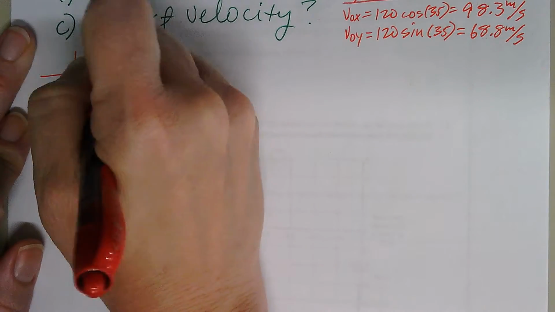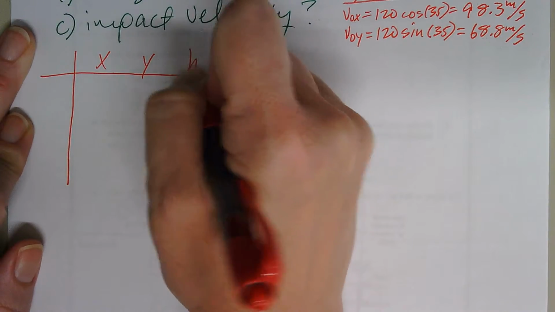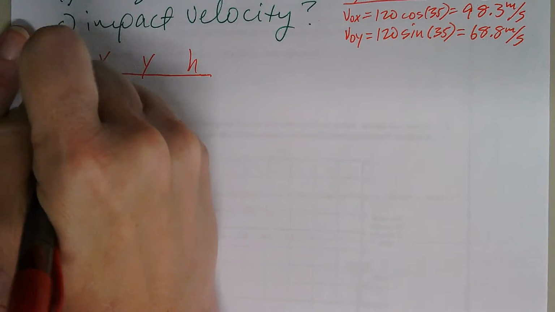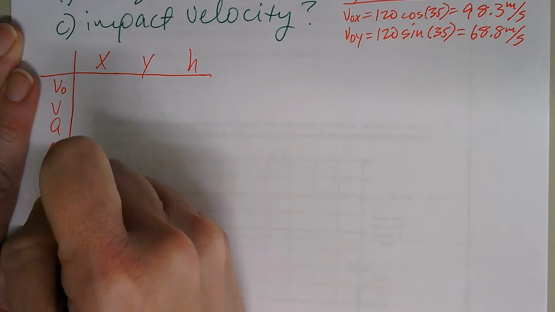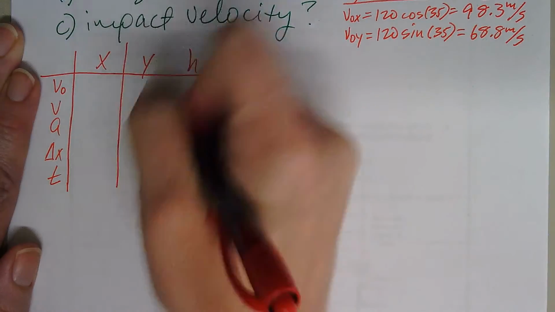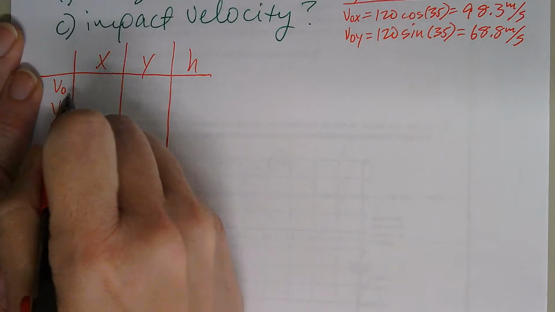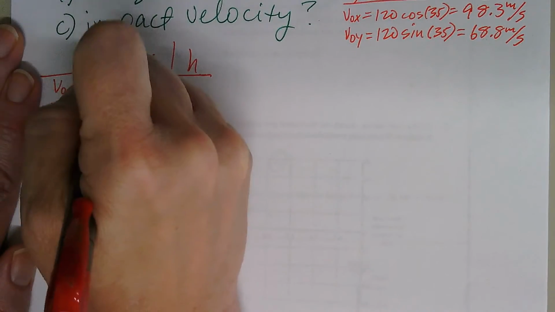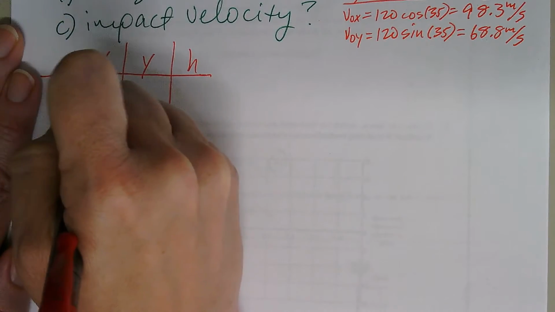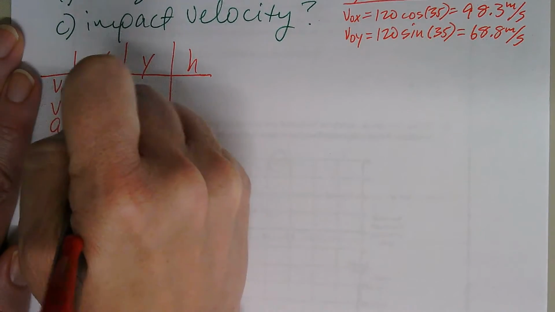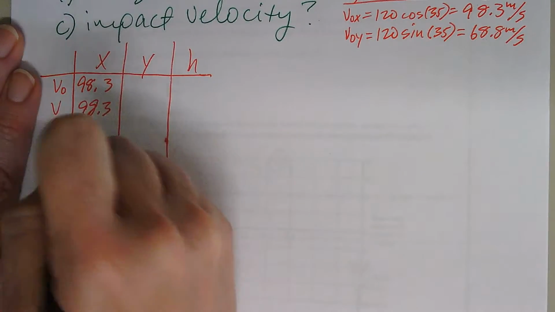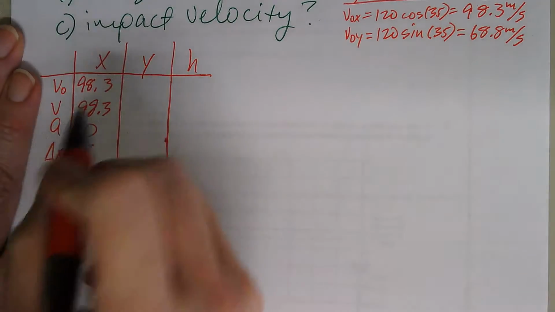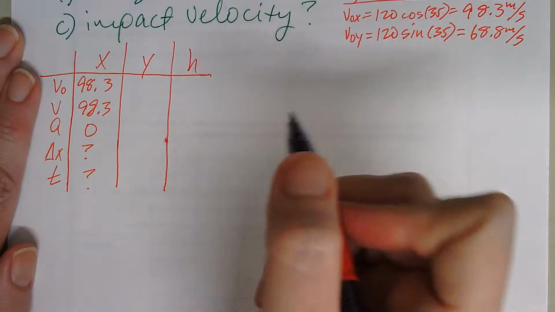So I'm going to have an X, a Y, and an H. Okay, and I have a V naught, V, A, delta X, and T. So my V initial in the X was 98.3. So those are both 98.3. My acceleration in the X is 0. I don't know my range. Sorry, and I don't know my time.